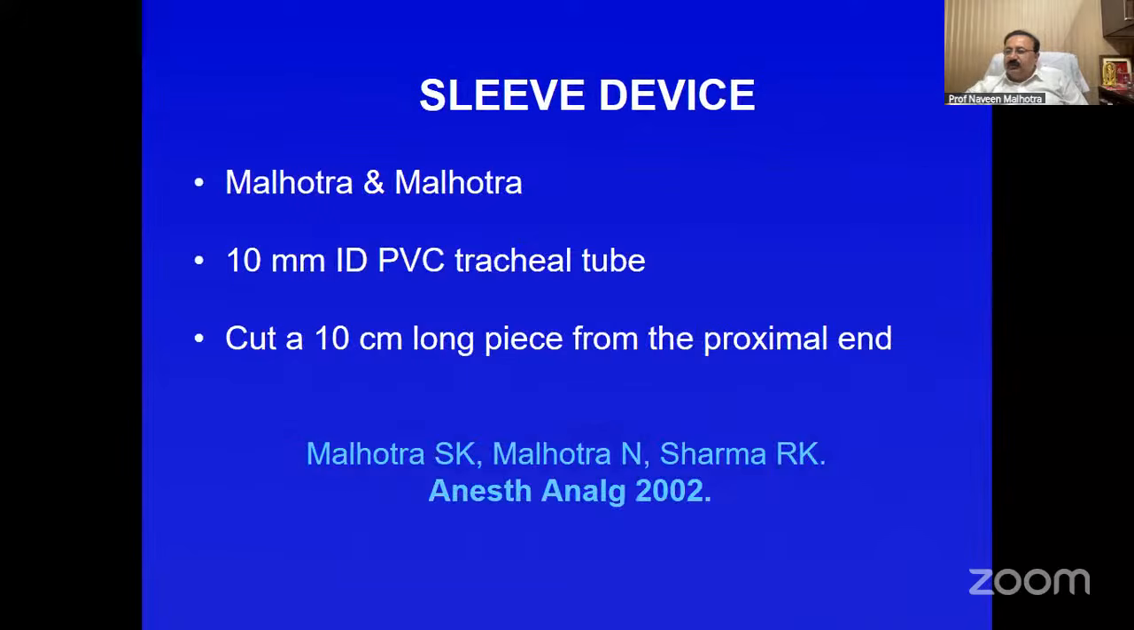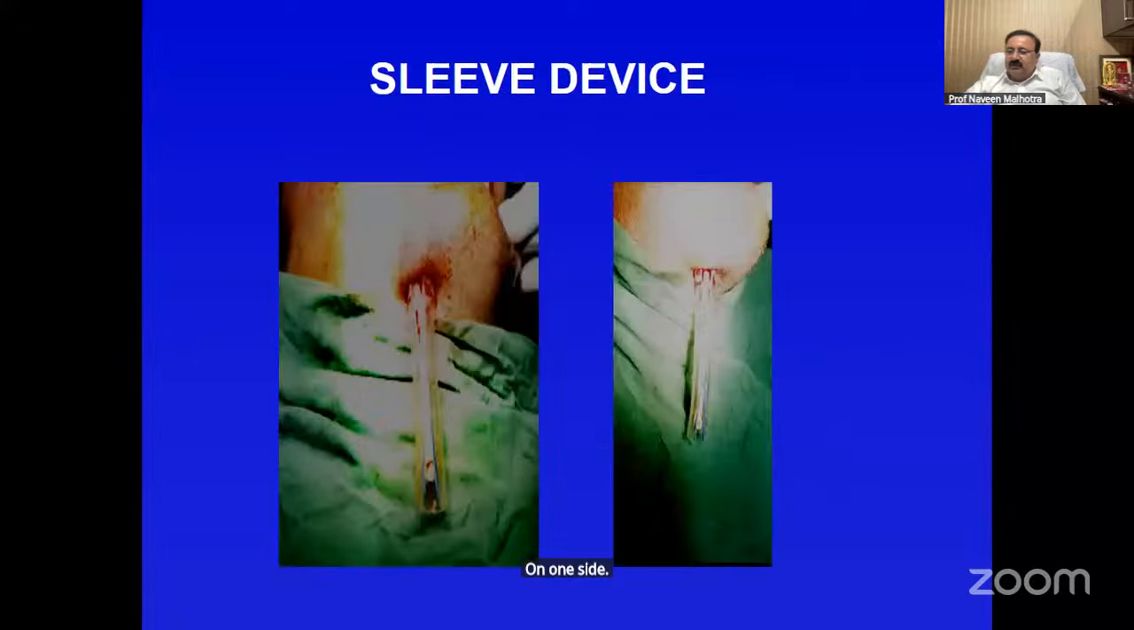So for that, we devised a technique known as the sleeve device by Malhotra and Malhotra, myself and Dr. S.K. Malhotra, published in Anesthesia Analgesia in 2002. What we took was a 10 mm PVC tracheal tube, 10 centimeters in length, and cut it on one side this way.